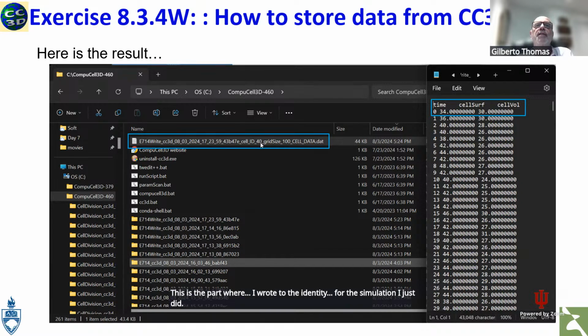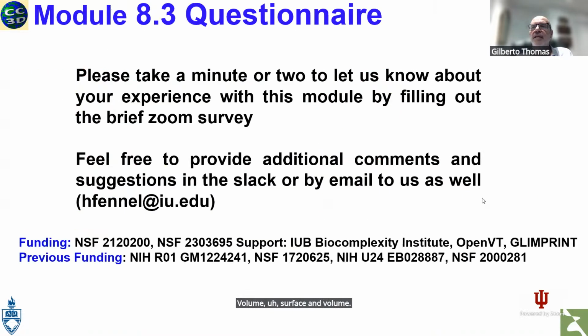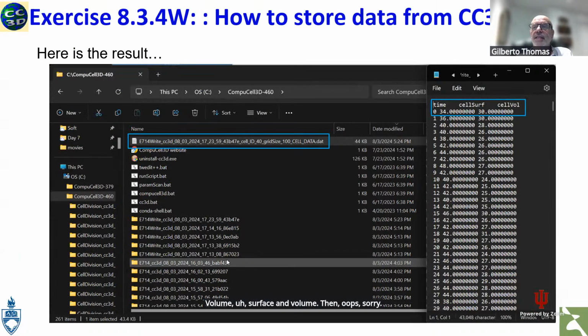Cell 40, cell ID number 40, grid size 100, cell data. And when you open it, you have this picture on the right side of the window: time, cell surface, and cell volume, with the formats with eight decimal cases after the comma. For each Monte Carlo step, you have for cell 40 the surface and volume. Then, you have everything stored if you need it.